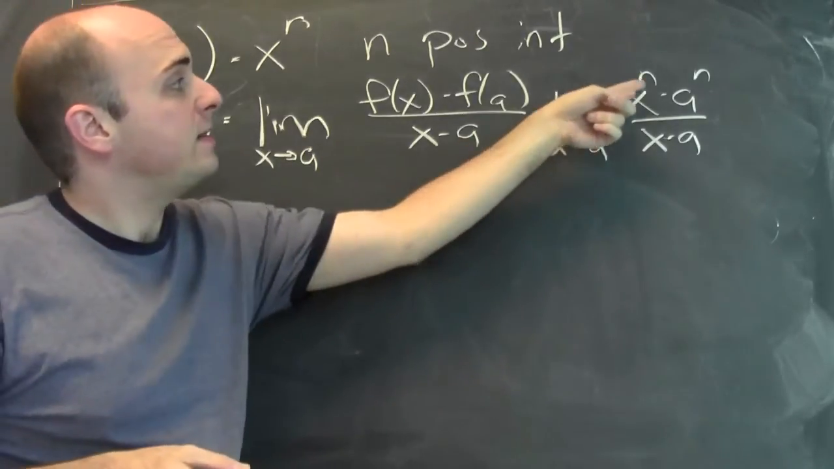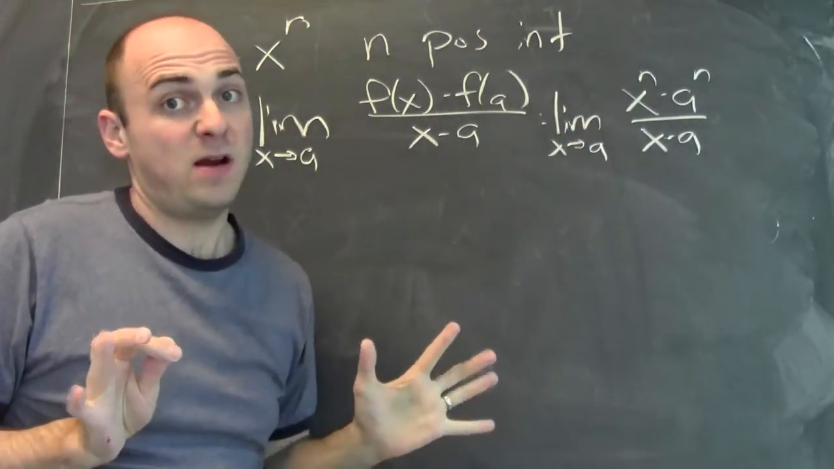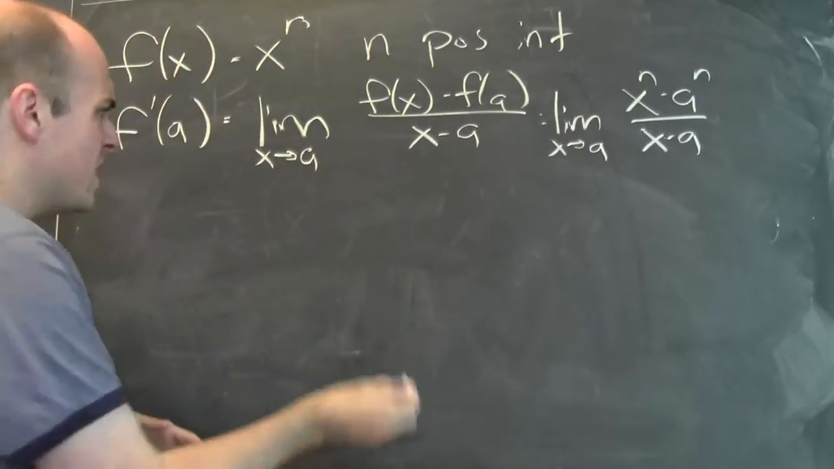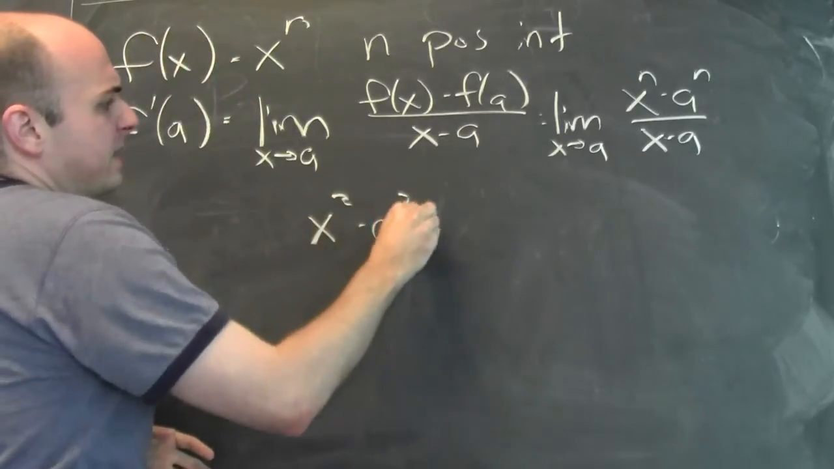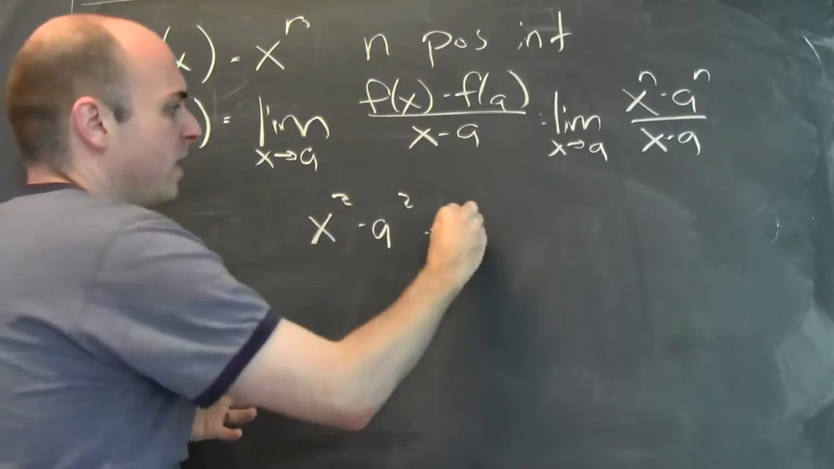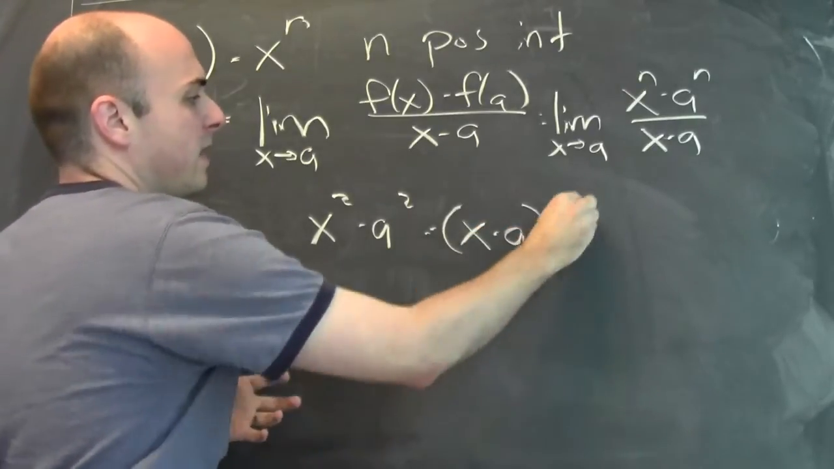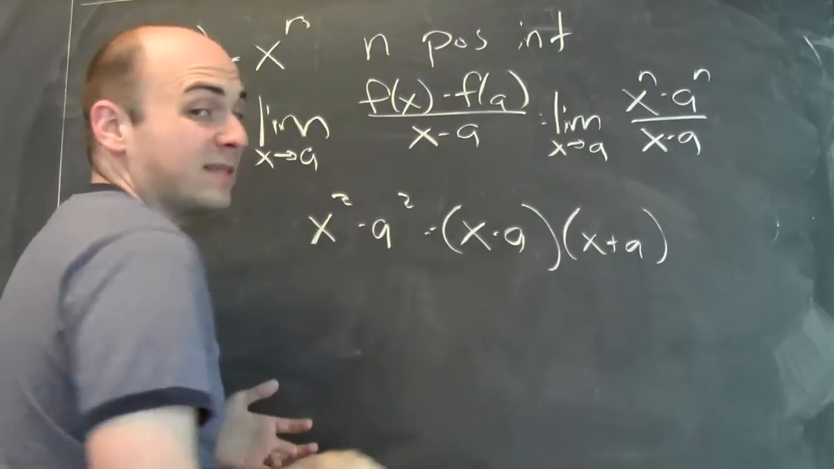The numerator, x to the n minus a to the n, factors, right? And you've seen some examples of this before. So something like x squared minus a squared, how does that factor? Well, it's a difference of squares. It factors as x minus a times x plus a.